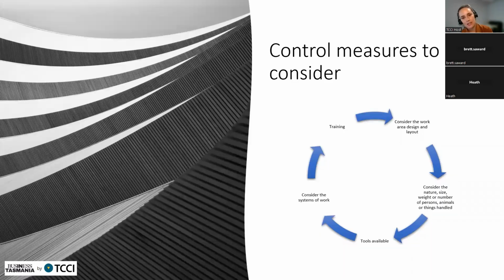Control measures to consider. So training is a really, really big one. We need to make sure that our workers are trained on how to manually handle safely, how to move their body safely, or how to twist, how to move, how to use their feet. If you've got certain tasks that are repetitive that they're doing, that we've got training in place to make sure they know they need to rotate, they know they need to do their stretches. That's what we're looking at for training.